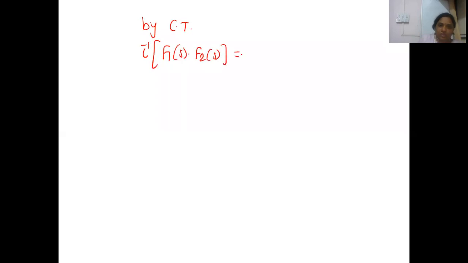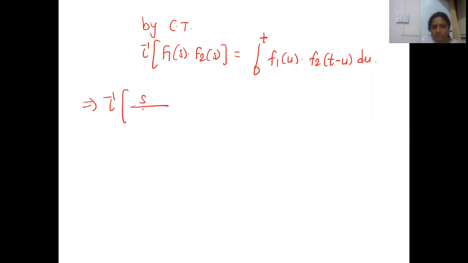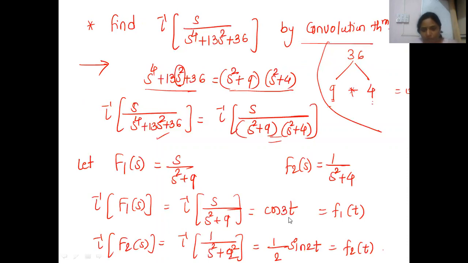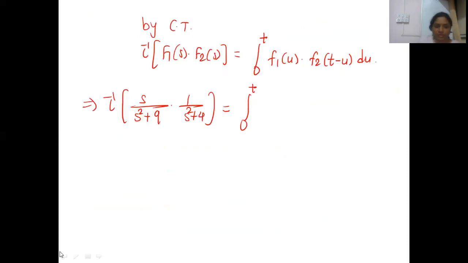it is equal to the integration from 0 to t of f1(u) into f2(t minus u) du. Okay, put all the values there. So the Laplace inverse of s upon s square plus 9 into 1 upon s square plus 4 is integration 0 to t f1(u). What is f1(u)? Cos 3u. Right. Cos 3u into f2. F2 is what? 1 upon 2 sine 2t, where t is t minus u.